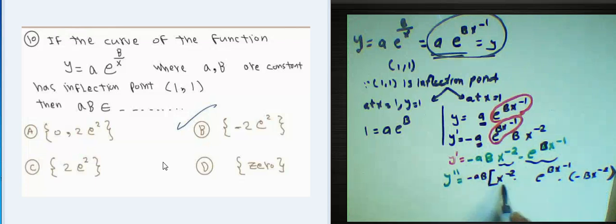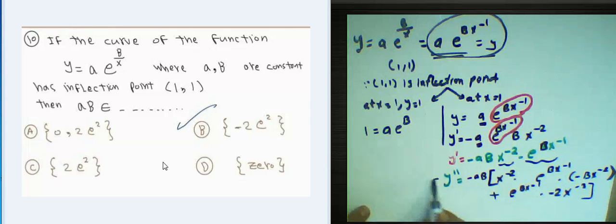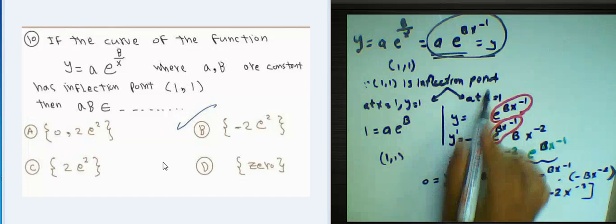In this parenthesis plus write the second e power bx power negative 1 multiplication derivative by x power negative 2. Drop the power here, it will be negative 2 multiplication by x power negative 3. Okay, it's y double dash, but y double dash equal 0, but this function equals 0. Add the point 1 and 1 because (1, 1) is the inflection point.